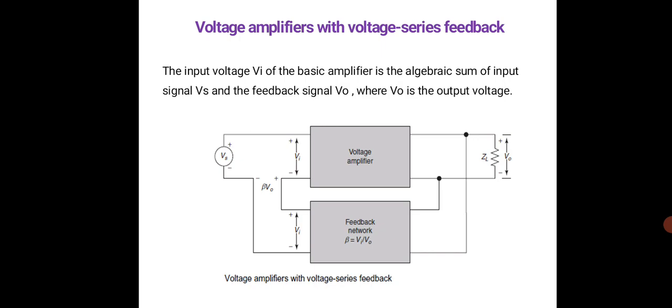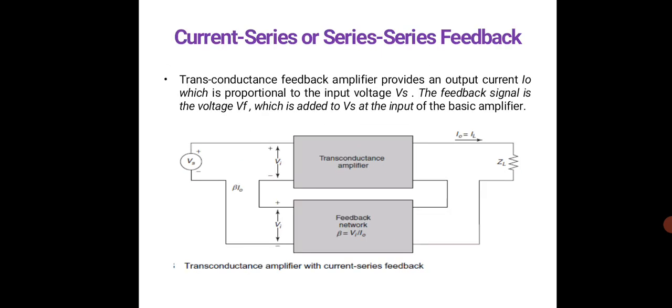Voltage amplifiers with voltage series feedback. You can see in the circuit diagram given here, the input voltage Vi of the basic amplifier is the algebraic sum of the input signal Vs and the feedback signal Vf, where V0 is the output voltage. Here a voltage amplifier is there, and there is a feedback network where the beta value is given by Vf by V0.